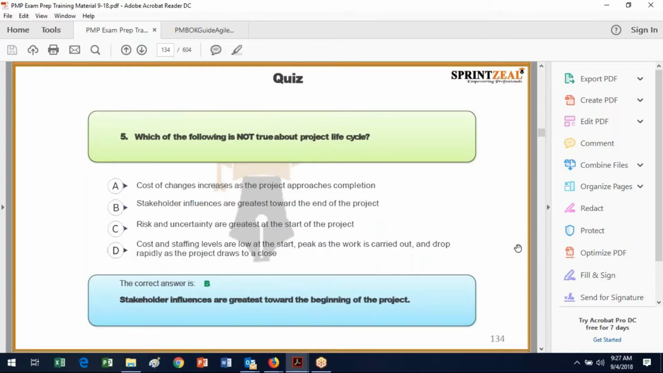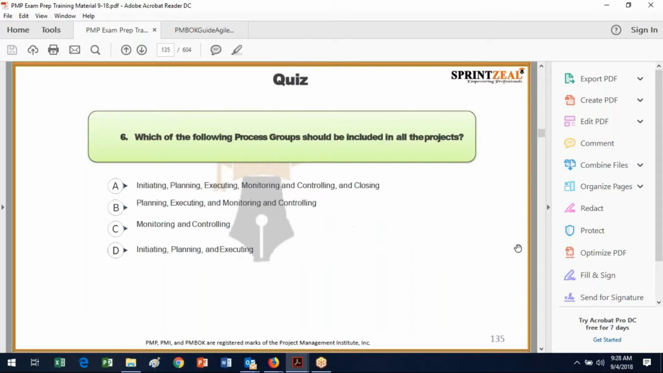You're right, because that's exactly what I said. I said stakeholder influence is the greatest toward the end, and I said, no, they're not. And you're right. Yeah, so you got it. Not true. So again, part of the test is the trickiness of reading the question and finding that word not.